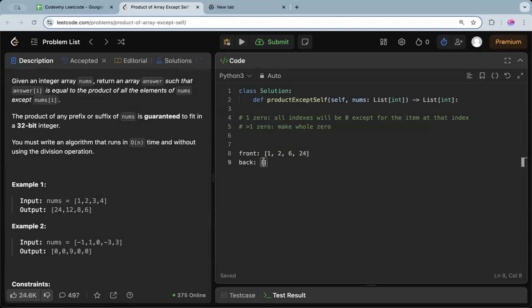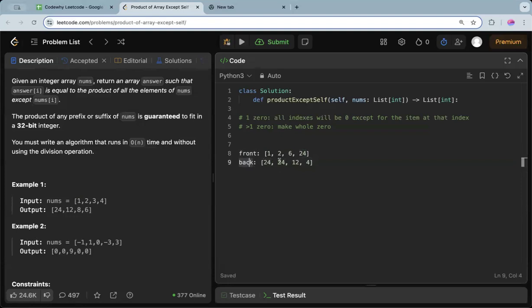Now let's do the other way around, from the last to the first one. The last item is 4. The second last item is 12. Then it will be 12 times 2, which is 24. Then it will be 24 times 1, which is 24 as well. So this is front and back.